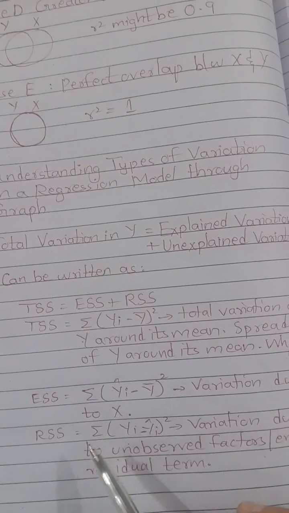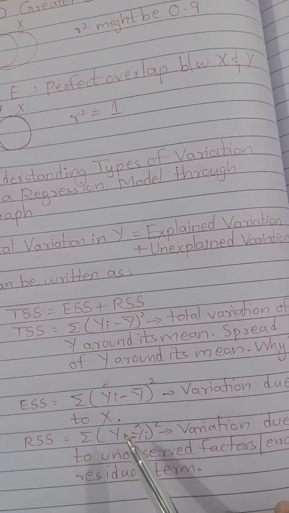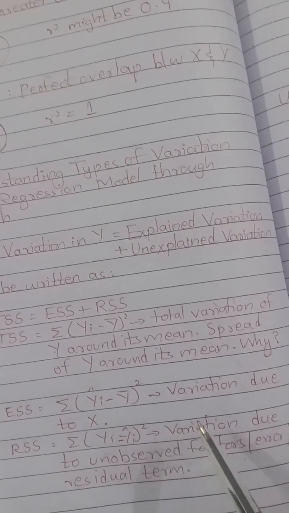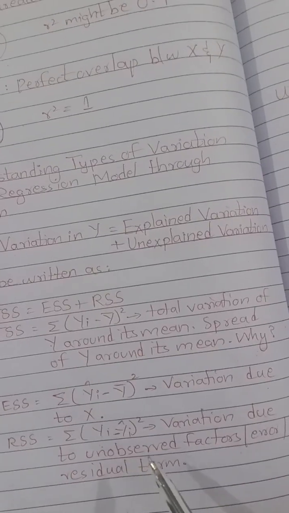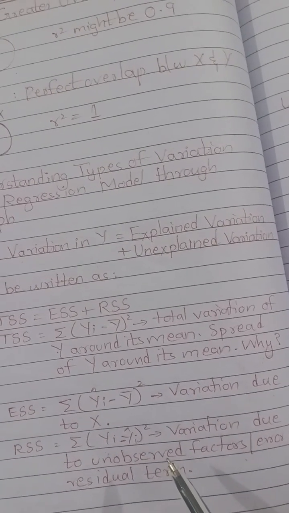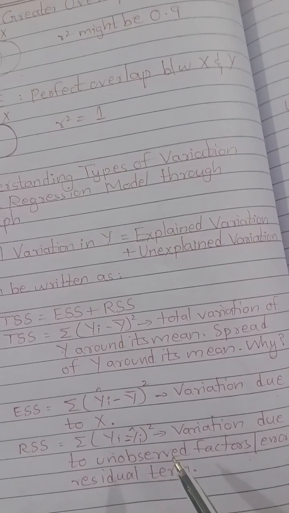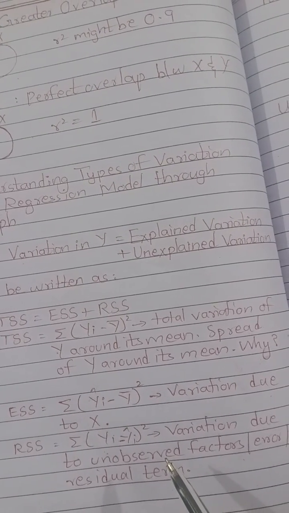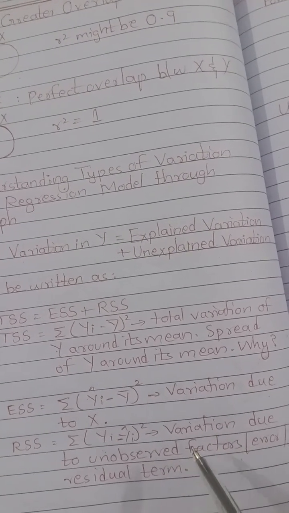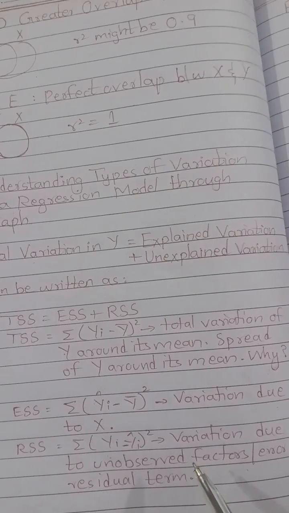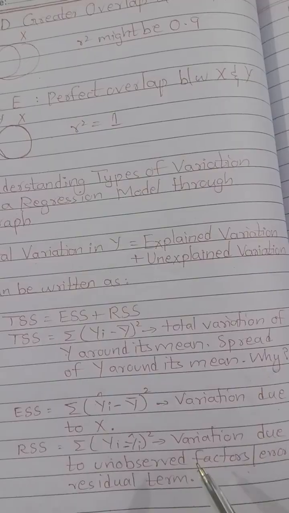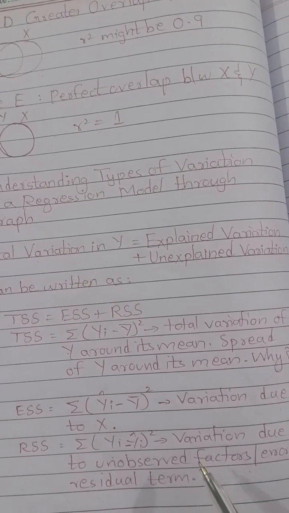Residual sum of square is the sum of yi minus y hat squared. So it is a variation in y that is unexplained. This variation is not explained by our model. So if this variation is not explained by our model, then who explains this variation? So this variation comes from the unobserved factors. These are the omitted factors from the model, which we cannot observe, or even if we can observe, we cannot measure them.